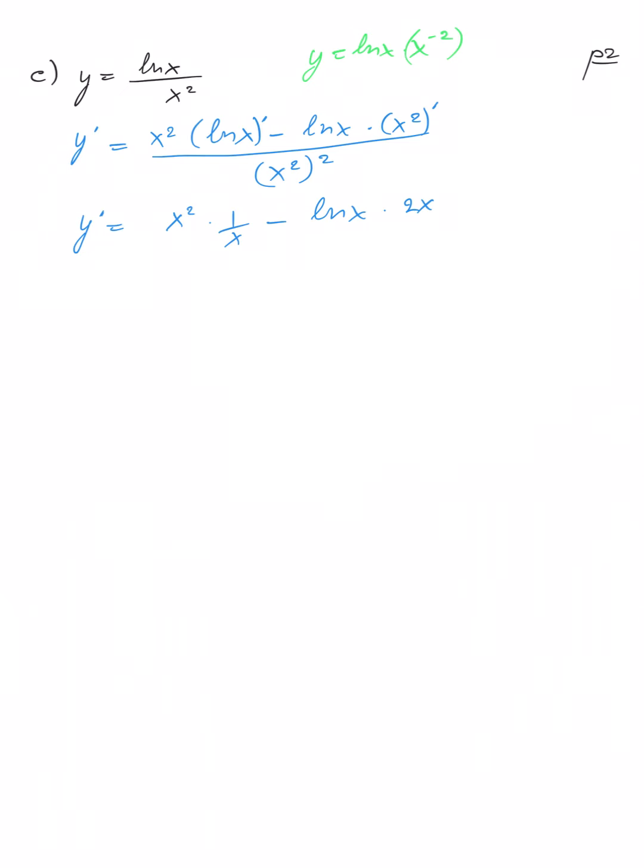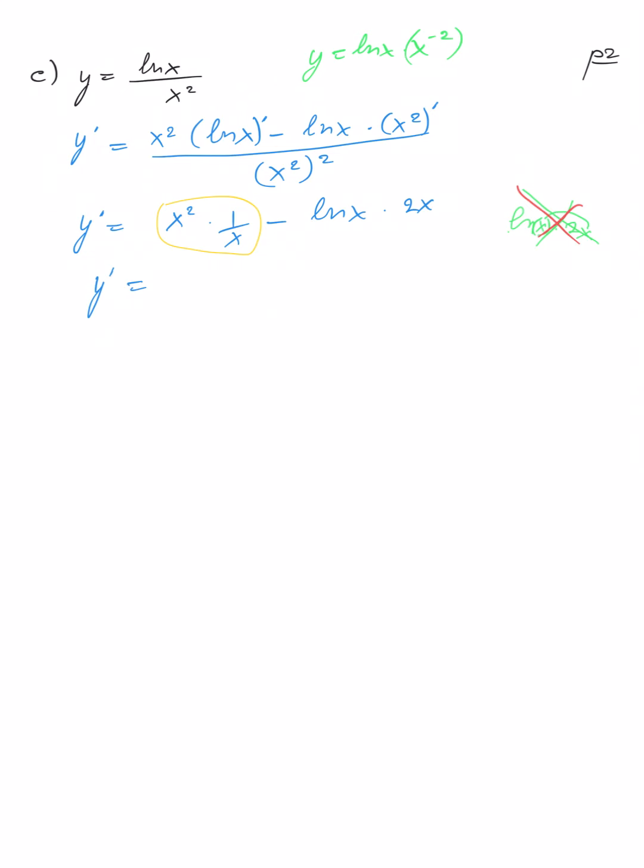Then make sure you don't multiply this ln of x times 2x. Remember, this x is inside the function ln, so you absolutely cannot multiply them. I just want to make sure that you know this. Simplifying this first part gives me just x, because I'm canceling. I have two x's in the numerator and one in the denominator.